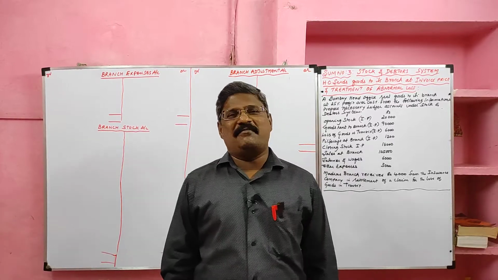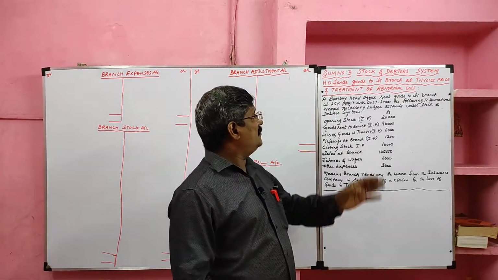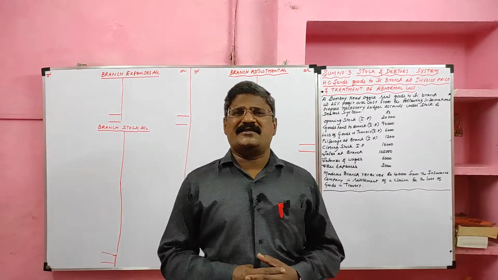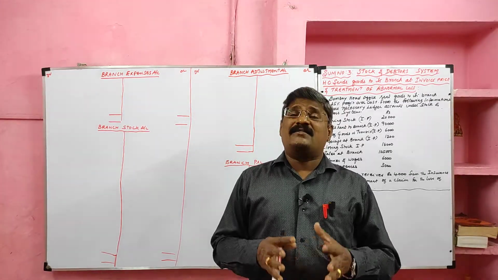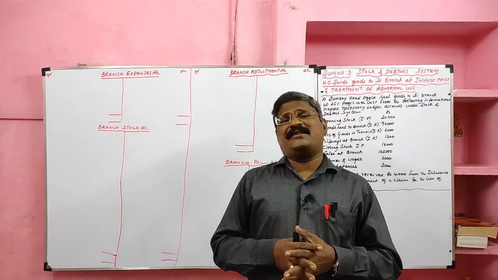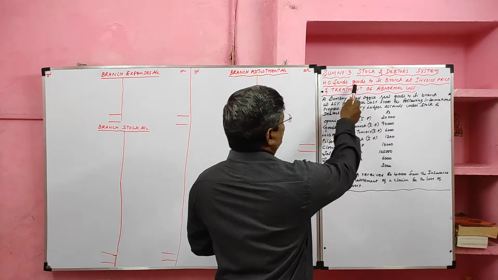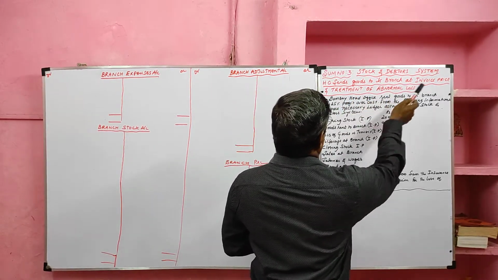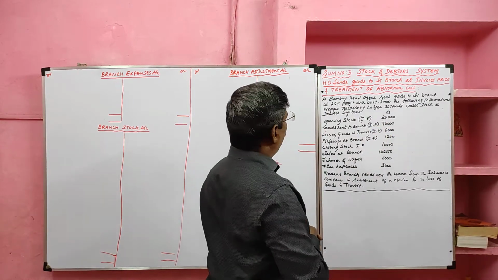Learning branch accounts. In branch accounts, we are learning stock and debtor system. Today, we are going to learn the third problem. In this problem, head office sends goods to its branch at invoice price, as well as we are going to learn the treatment of abnormal loss in stock and debtor system. Look at the board. We are going to learn this with the help of this problem.